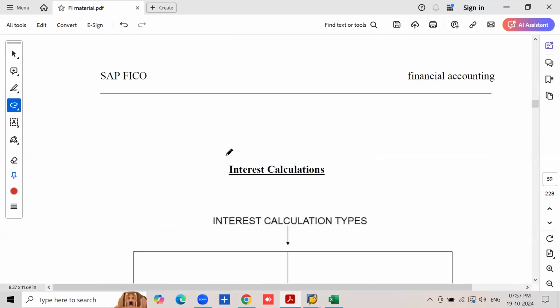Now, interest calculations, this we will see after a 10 minute break. Anyhow, one topic is over now. Let us see this after the 10 minute break. I'll be back in 10 minutes.